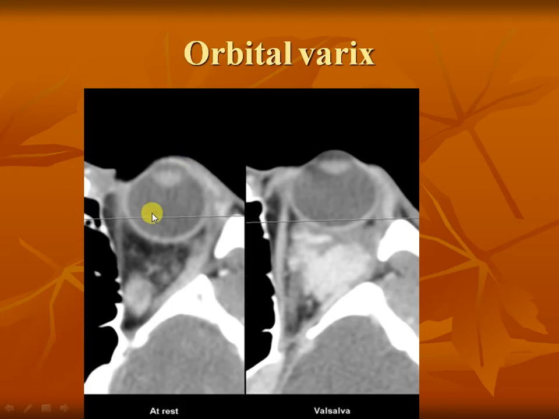Here you can see without Valsalva maneuver, and with Valsalva maneuver. This is an orbital varix during relaxation, okay, and the eye globe is in this position, and during Valsalva maneuver there is exophthalmos, proptosis of the eye globe. It's moving. Notice the distance behind the line here compared with this one. Okay, definitely there is an increased retrobulbar pressure.